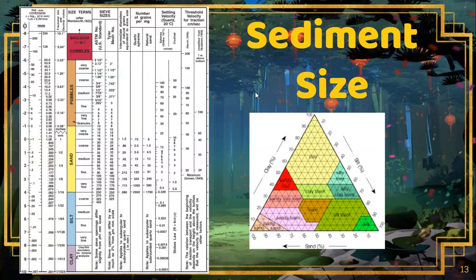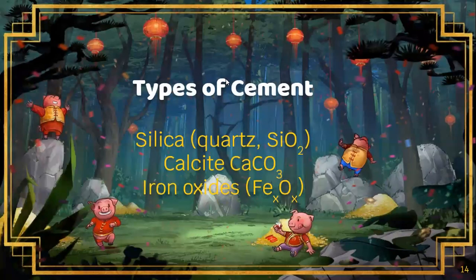Another difference in sedimentary rocks is the percentage and type of cement that you have per sample. Common cements for true sedimentary rocks are silica, which is quartz or SiO2, calcite or calcium carbonate, and iron oxides. The cement also lends to the strength of the rock, not just the percentage of it in the rock, but also the composition of it, right?